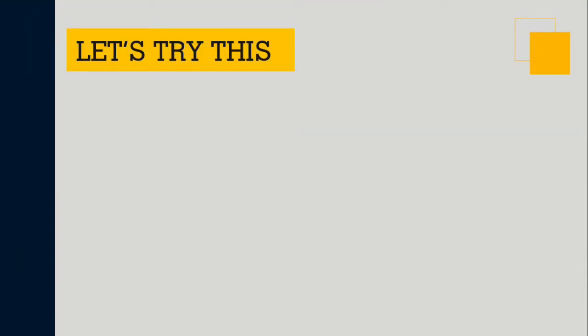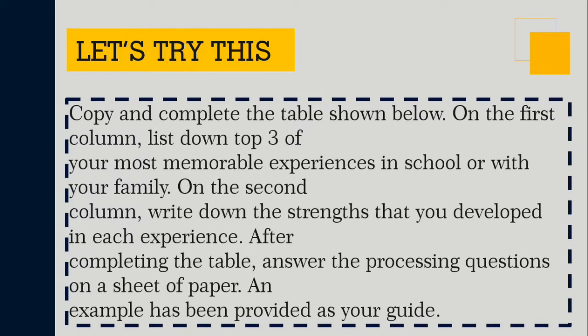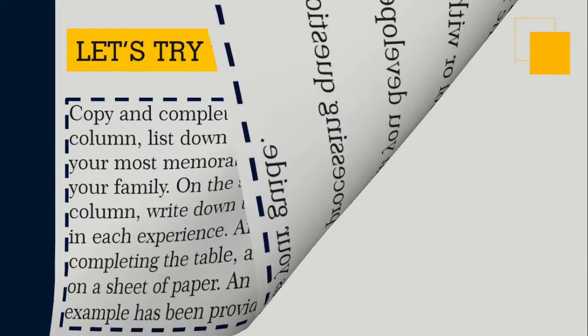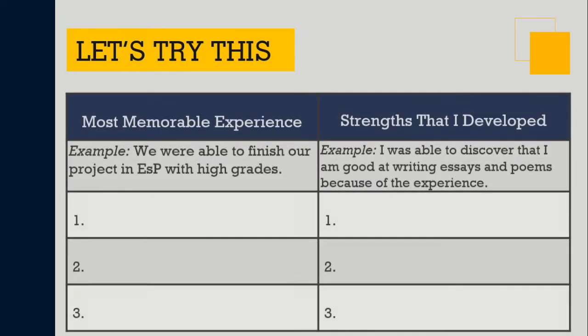And let us try this activity first. You need to copy and complete the table shown below. On the first column, you should list down the top 3 of your most memorable experiences in school or with your family. On the second column, you should write down the strengths that you developed in each experience. After completing the table, answer the processing questions on a sheet of paper. An example has been provided as your guide. So this is the table that you need to accomplish.